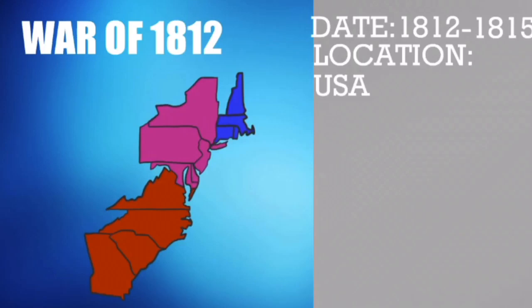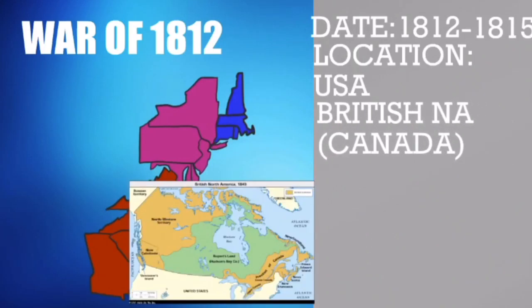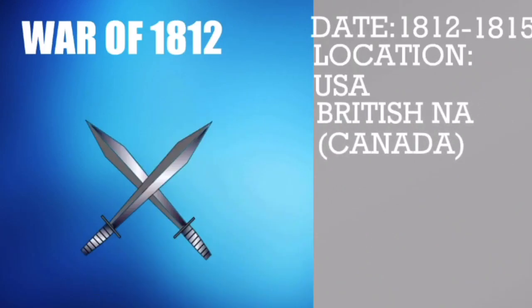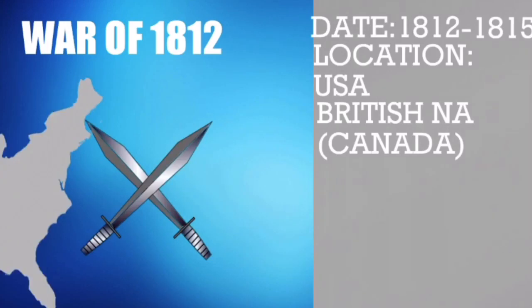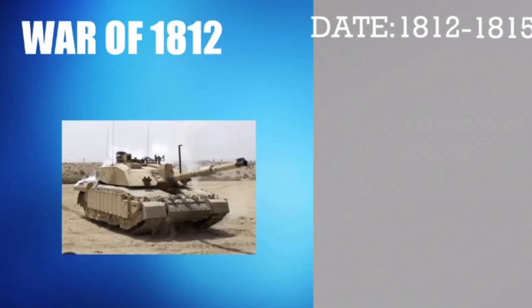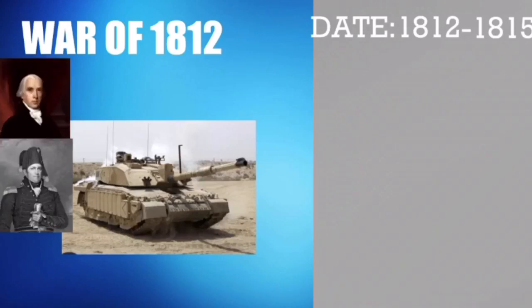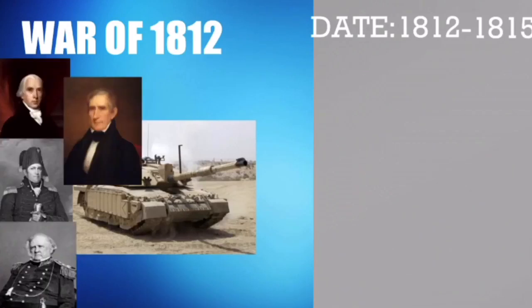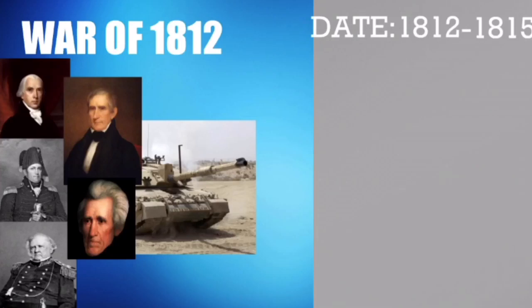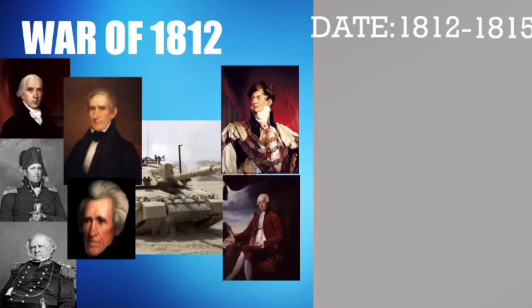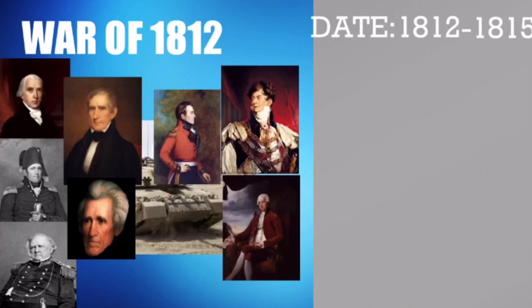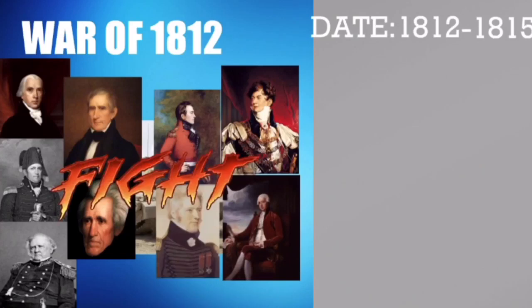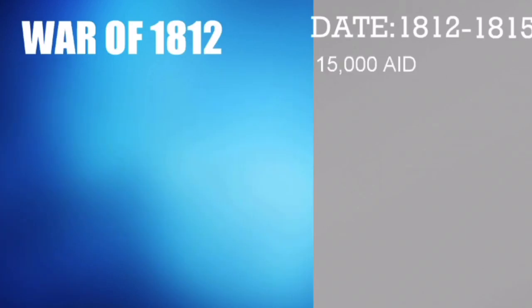And second of all, the War of 1812 happened in a location that is pretty obvious. It happened in the US and British North America, which is Canada if you don't know. Now, the belligerents are the US tribes and the UK Empire, Canada. Main battlers of the US include James Madison, Jacob Brown, Winfield Scott, William Harrison, and Andrew Jackson, while the UK include George Prince Regent, Lord Liverpool, Sir Isaac Brock, and Charles de Salaberry.